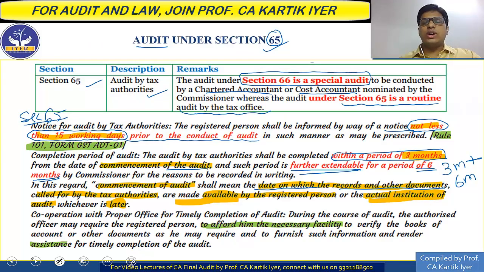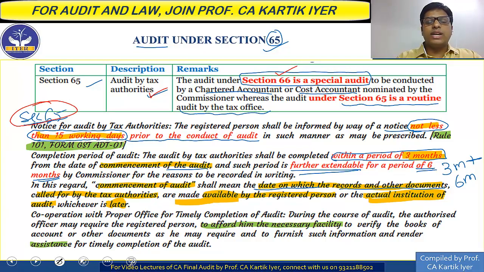Now next is audit under section 65. Section 65 is audit by the taxation authorities. The audit under section 66 is a special audit to be conducted by a chartered accountant or a cost accountant nominated by the commissioner, whereas audit under section 65 is a routine audit by the tax office. As you know, there are 3 types of audit in GST, and this is the second part. Section 65, and third is of course section 66, that is special audit. Now in section 65, let's see what they are trying to say.